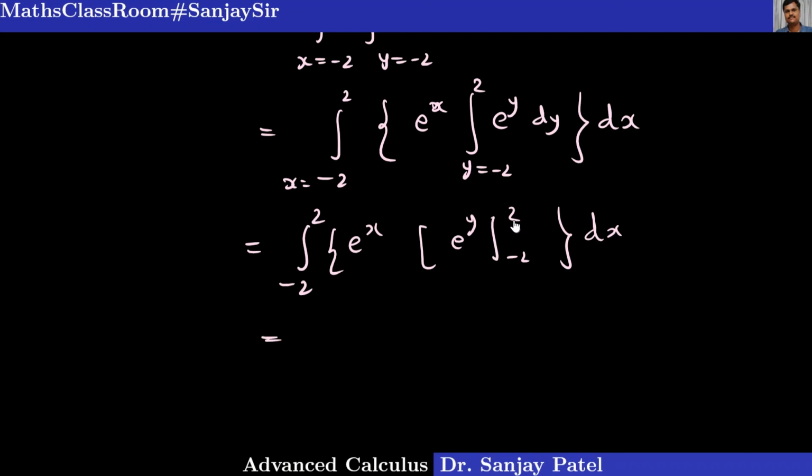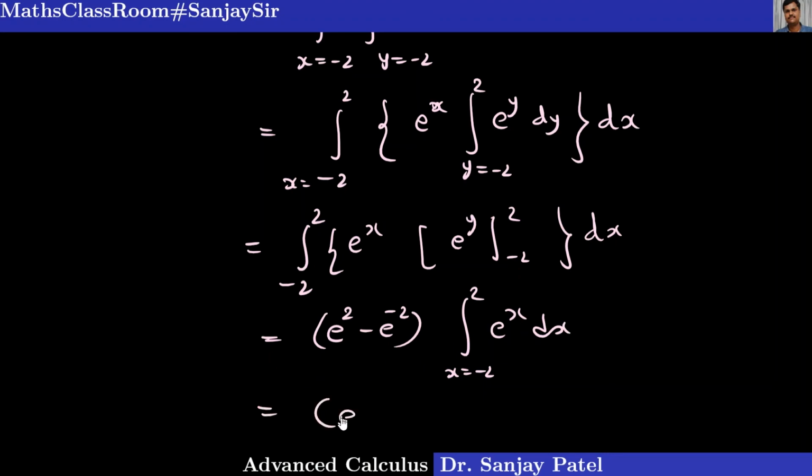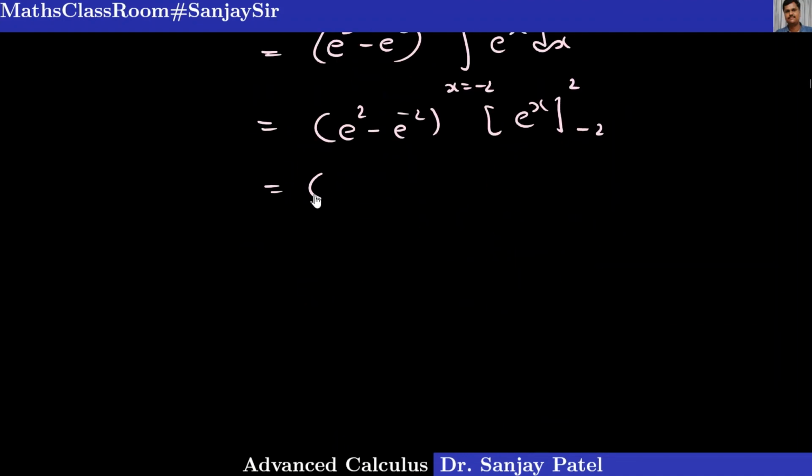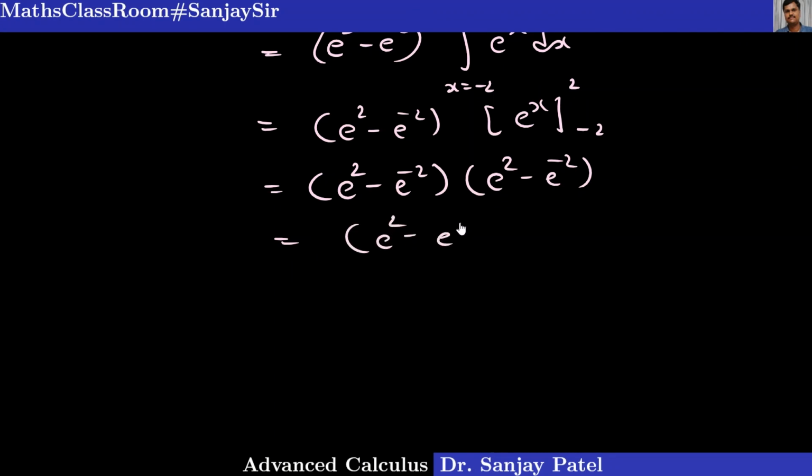This is e raised to 2 minus e raised to minus 2, which is constant. I am writing directly e square minus e raised to minus 2 times the integral x equal to minus 2 to plus 2 e raised to x dx. So this will be left after 2 steps. And this is again, you will get the same value. If you integrate this, the integral of e raised to x is e raised to x, and the limits of integration are minus 2 to plus 2. So we get the same answer, e square minus e raised to minus 2 times e square minus e raised to minus 2, which is equal to e square minus e raised to minus 2 whole square.